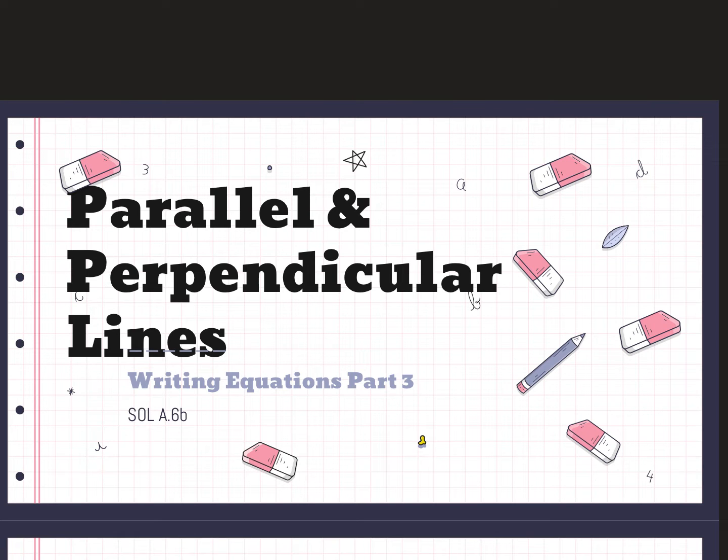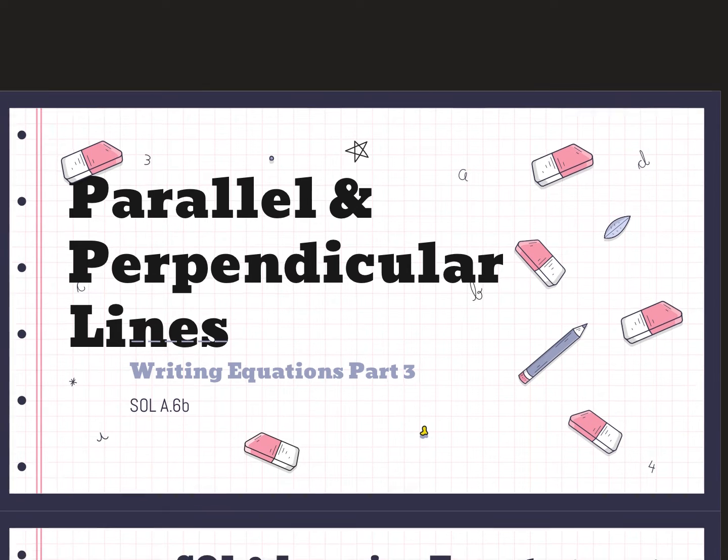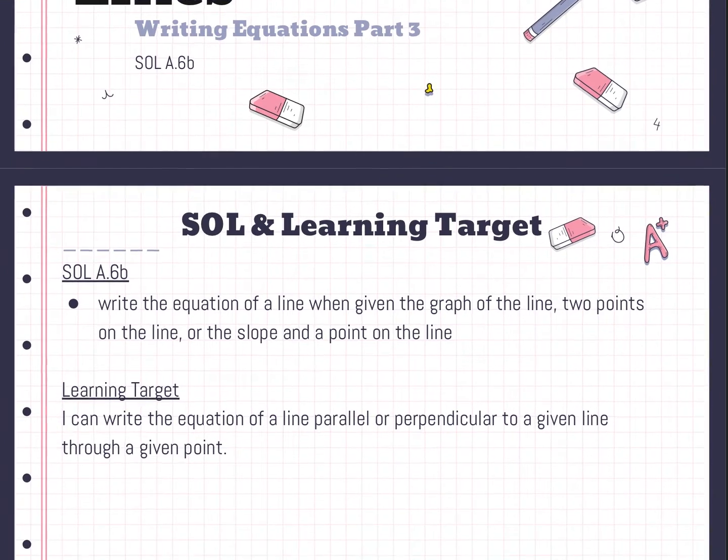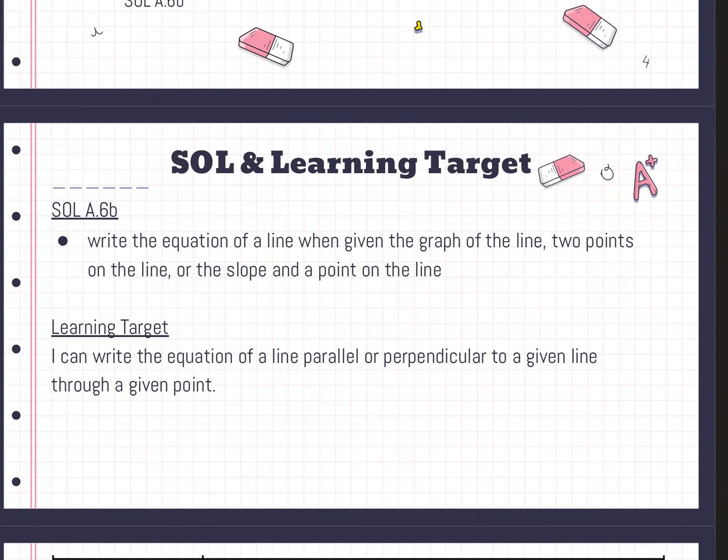So for today's lesson, we are going to take a look at parallel and perpendicular lines. This is part 3 of writing equations. All right, so the learning target in SOL, this is SOL A.6b. Write the equation of a line when given the graph of a line, 2 points on a line or a slope and a point on the line. Learning target, I can write equations of a parallel or perpendicular line to a given line through a given point.